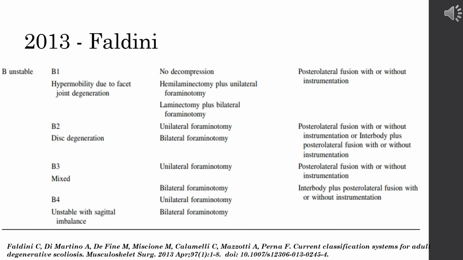B curves are subdivided into the main anatomic elements involved in the degeneration process. B1 curves are curves with hypermobility due to facet joint degeneration, B2 with instability due to disc degeneration, B3 is in mixed forms, and B4 are curves with more complex cases of sagittal imbalance.